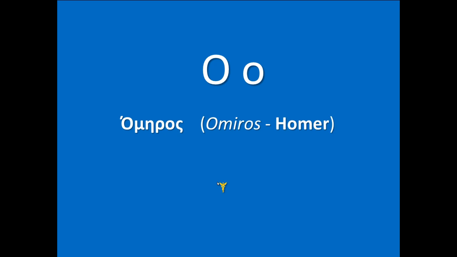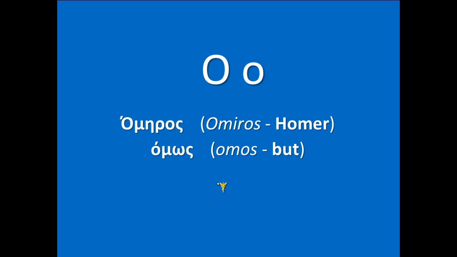Next one is the letter Omicron. A word that starts with this letter is the word Omiros, Homer, the famous writer of Iliad and Odyssey, or Omos. It means but.